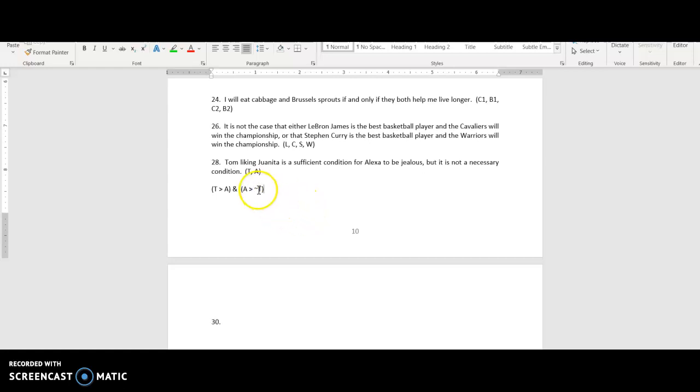Or sorry. Not, the negation should go outside the whole conditional, right? So if you said it is, meaning Tom liking Juanita is a necessary condition for Alexa to be jealous, you'd put Tom liking Anita here as the necessary condition for Alexa to be jealous. But then it says that is not the case. So the not has to go outside of the whole parentheses. All right?